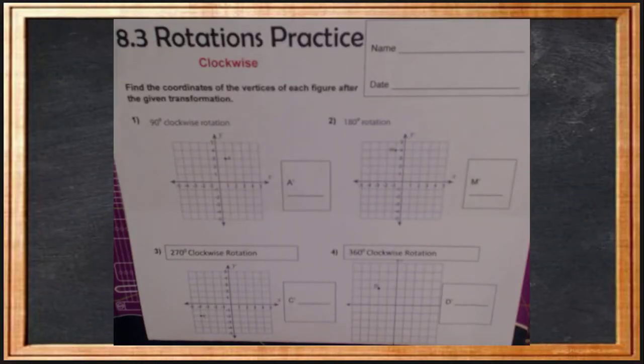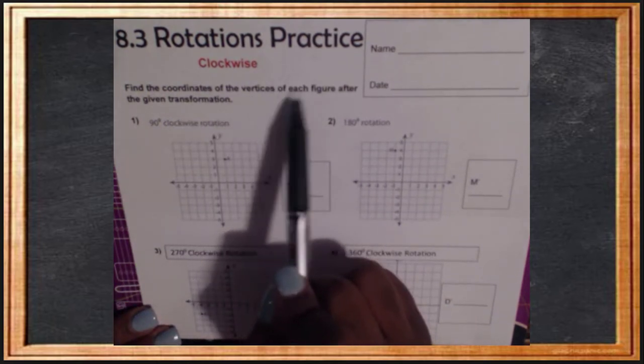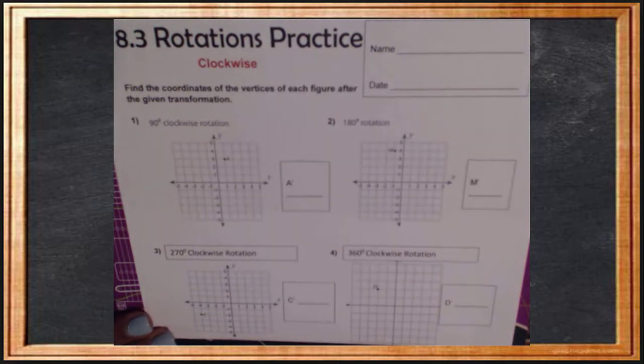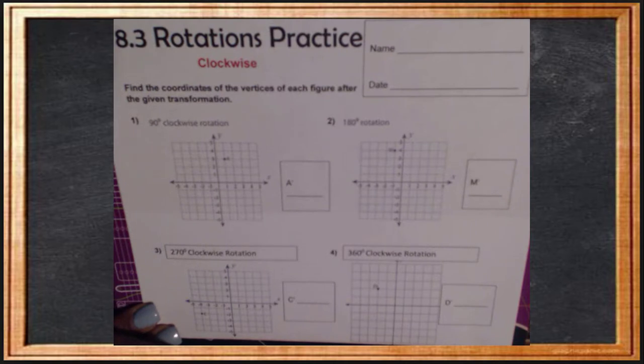All right, so we're looking at the 8.3 rotations practice clockwise sheet, which is located on the back of your notes handout. The directions read, find the coordinates of the vertices of each figure after the given transformation. All right, so number 1, we're going to do a 90 degrees clockwise rotation.